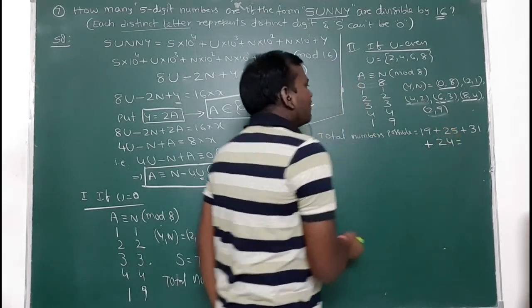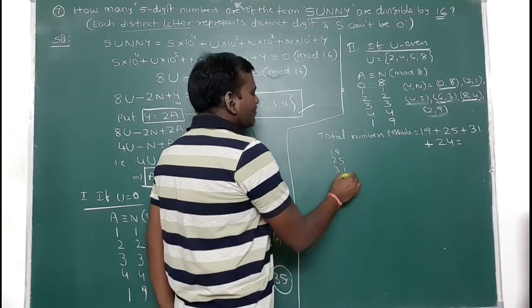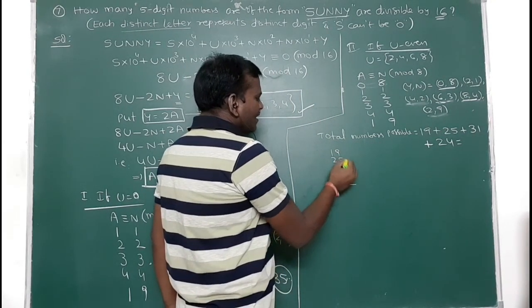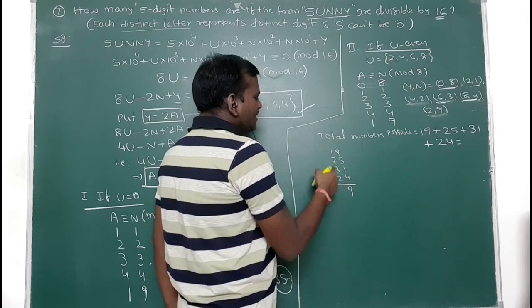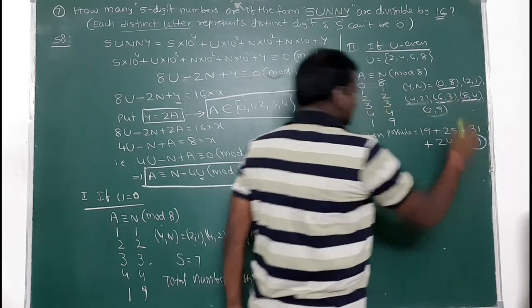So what is the total number here? 19, 25, 31 and 24. 9, 10 and 19. 3, 3, 3, 99. So 99 numbers are there in this case.